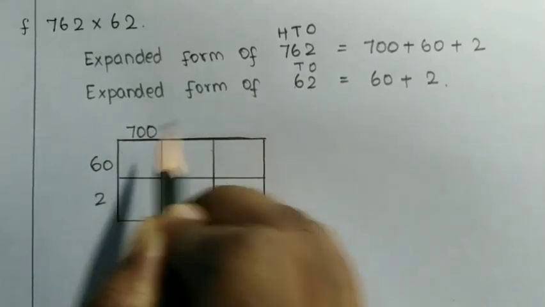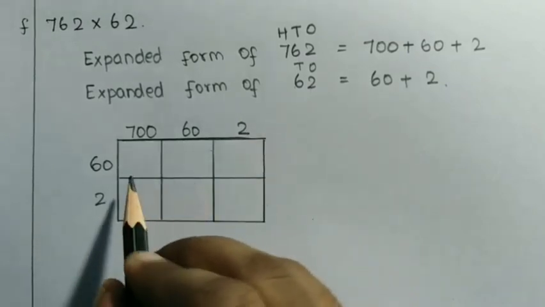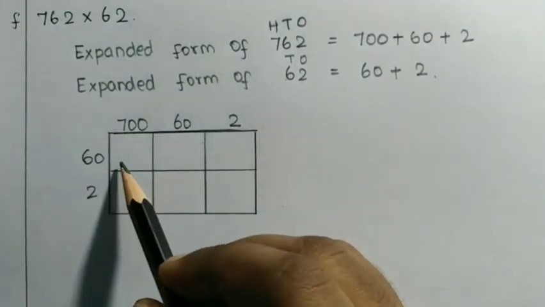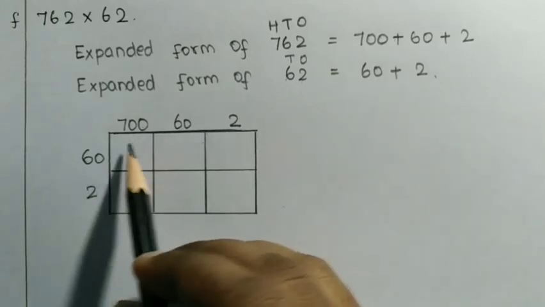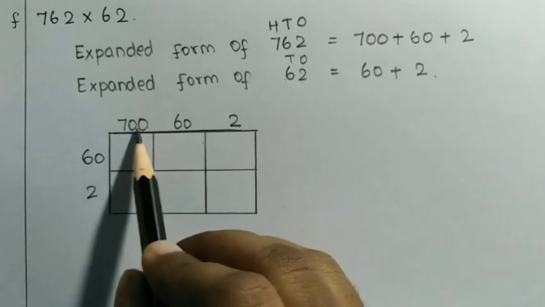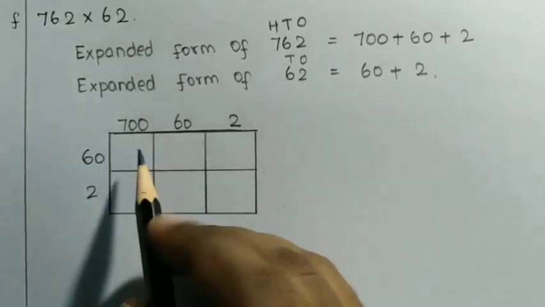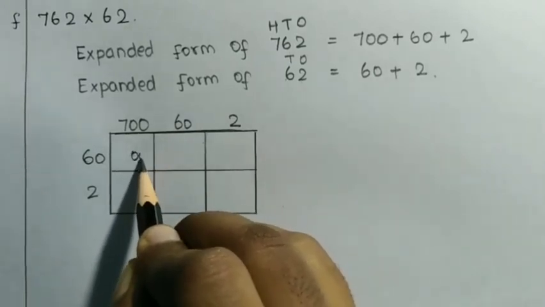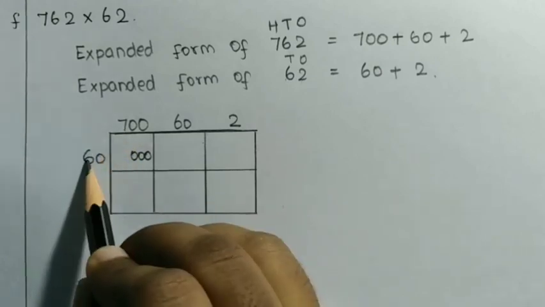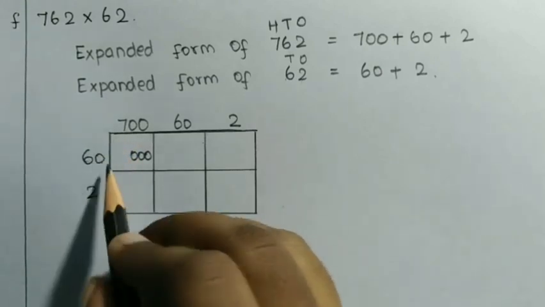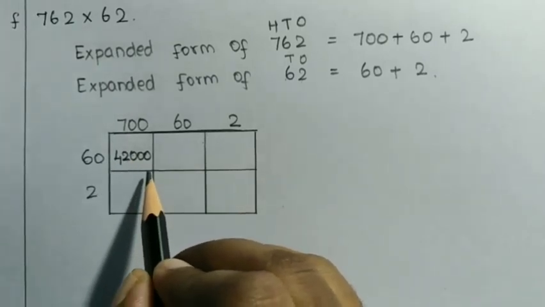700, 60 and 2 will be written over here. Now what comes in this box? We have to multiply 60 with 700. So the ending digits are 0. So how many zeros do we have? Here 1, 2, 3. So let us write 3 zeros. And then multiply the digits over here, 6 and 7. 6 sevens are 42. So the answer is 42,000.